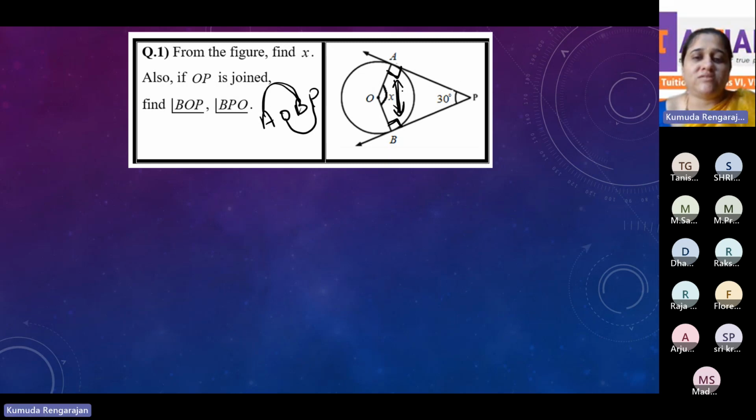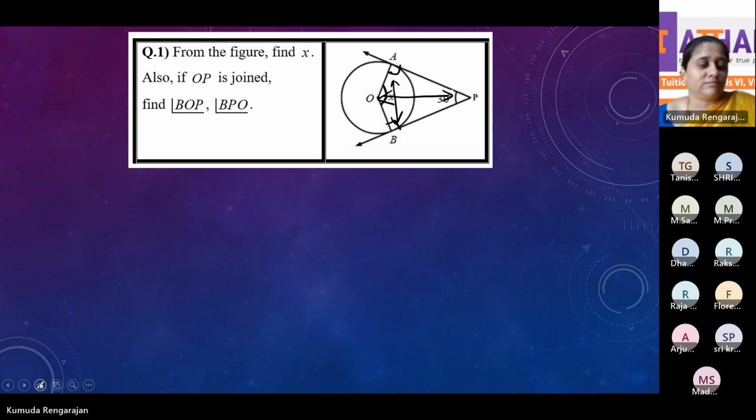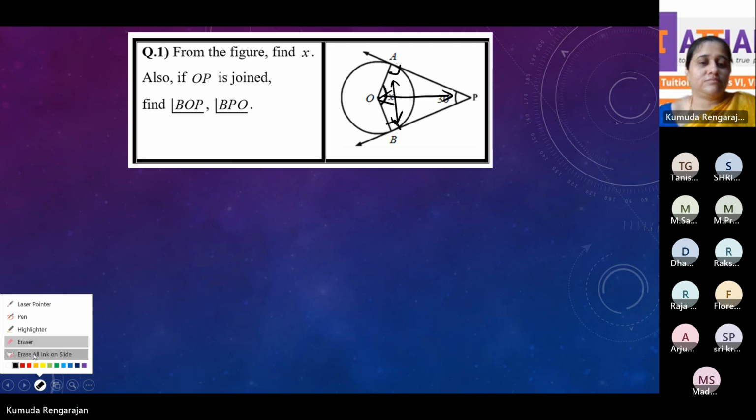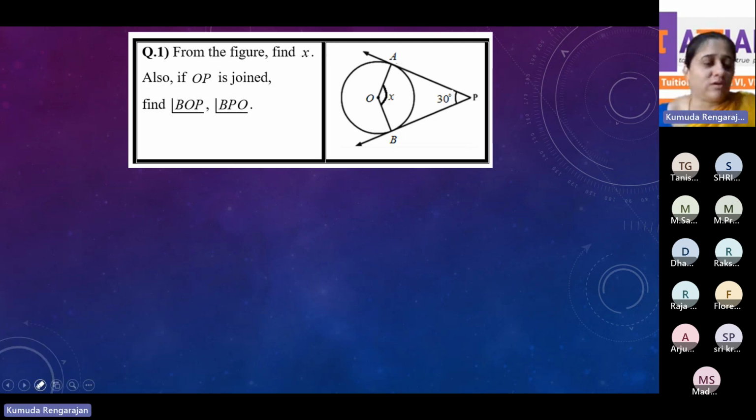The sum of these two angles is 180. The sum of these two angles is also 180. Okay, so x is 180 minus 30, which is 150 degrees. This one is 150 degrees.